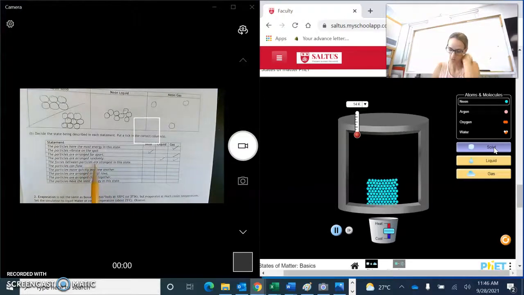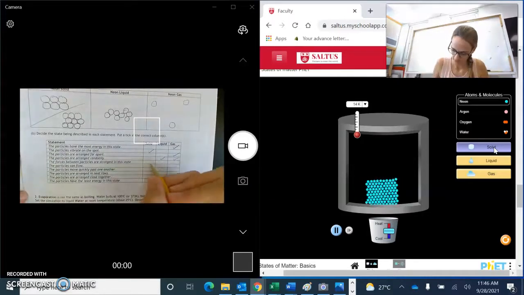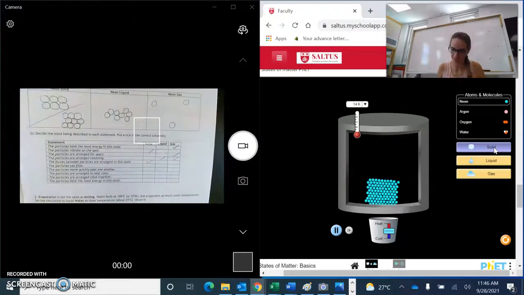The forces between the particles are strongest means they're held together really tightly. And that's the solid. That's the one where they're held together the tightest. Liquid would be the next tightest. And then gas, there's no forces between them at all. They're completely separate. So the strongest is solid.